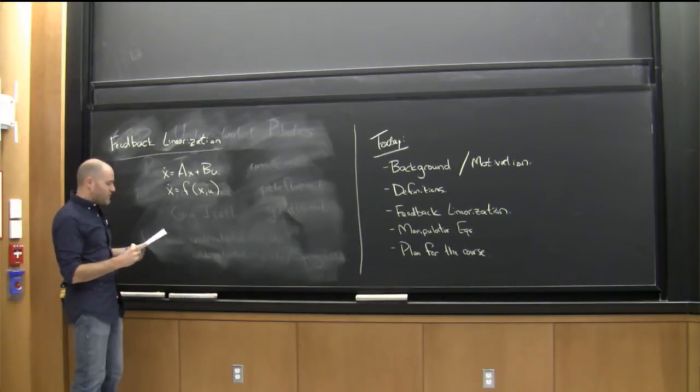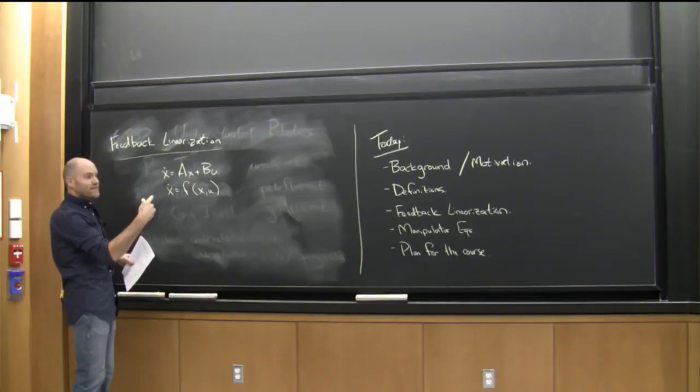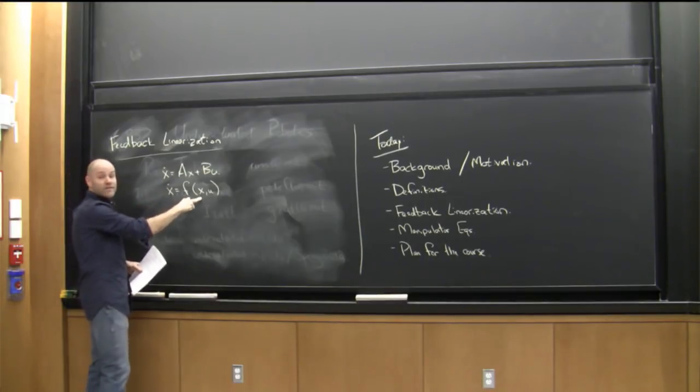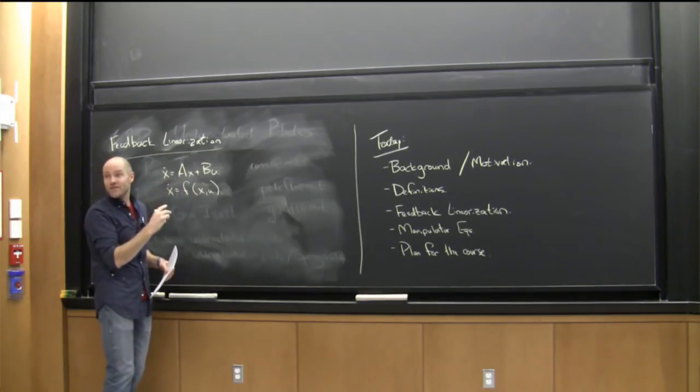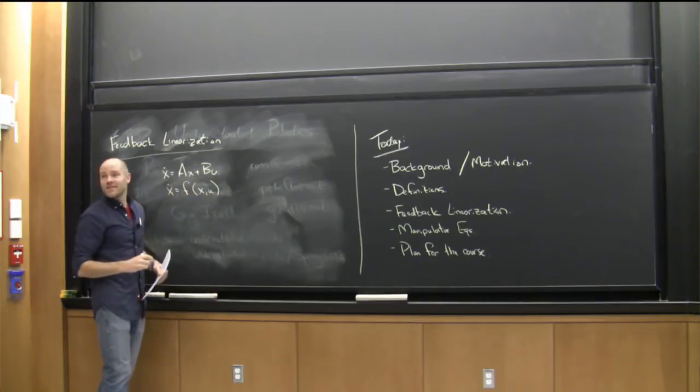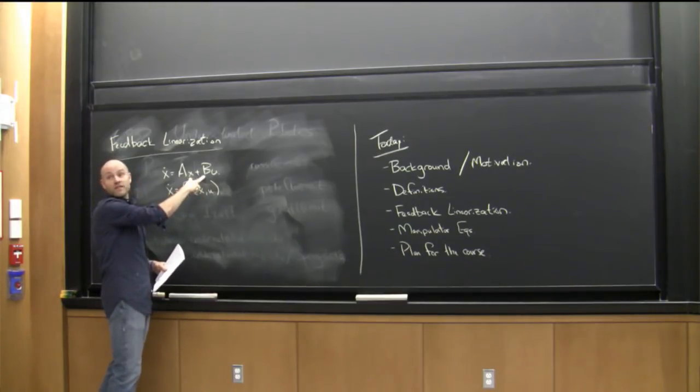Then basically you can replace this with this. You have enough control authority to turn your horribly ugly nonlinear system into something that's much easier. And then you can bring all of your tools from linear systems theory to bear on the problem.